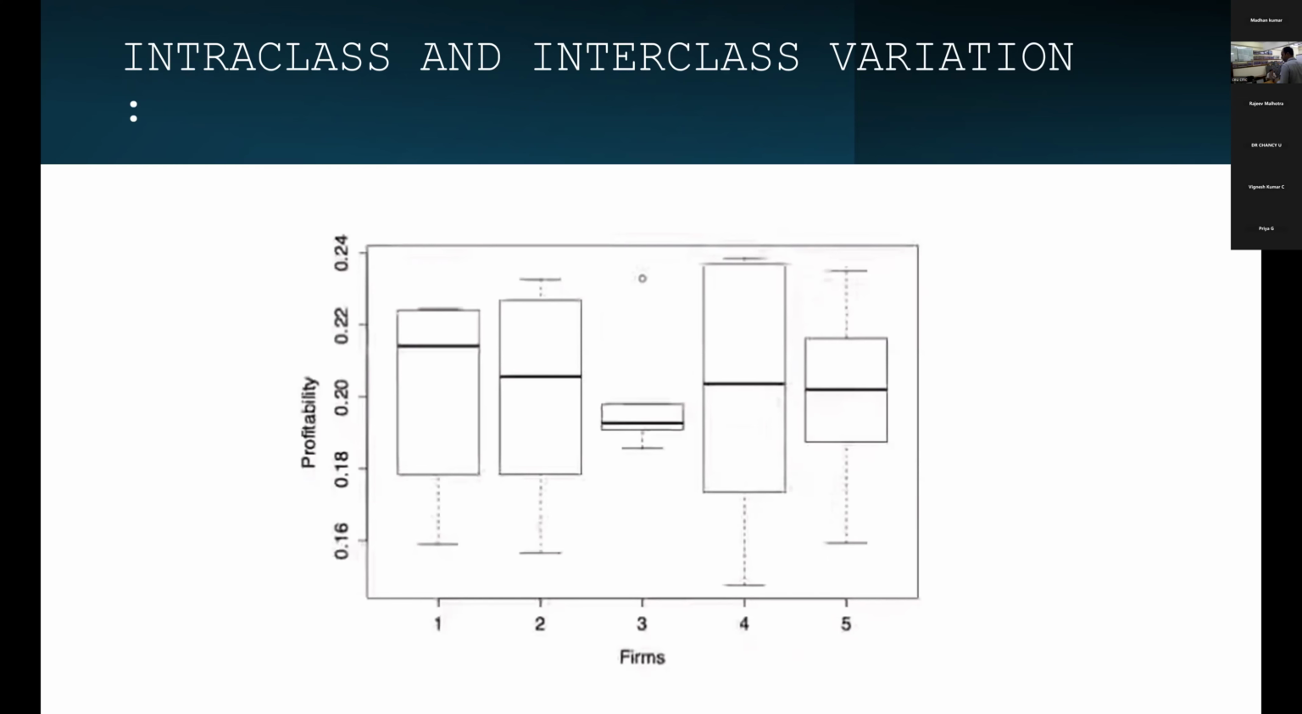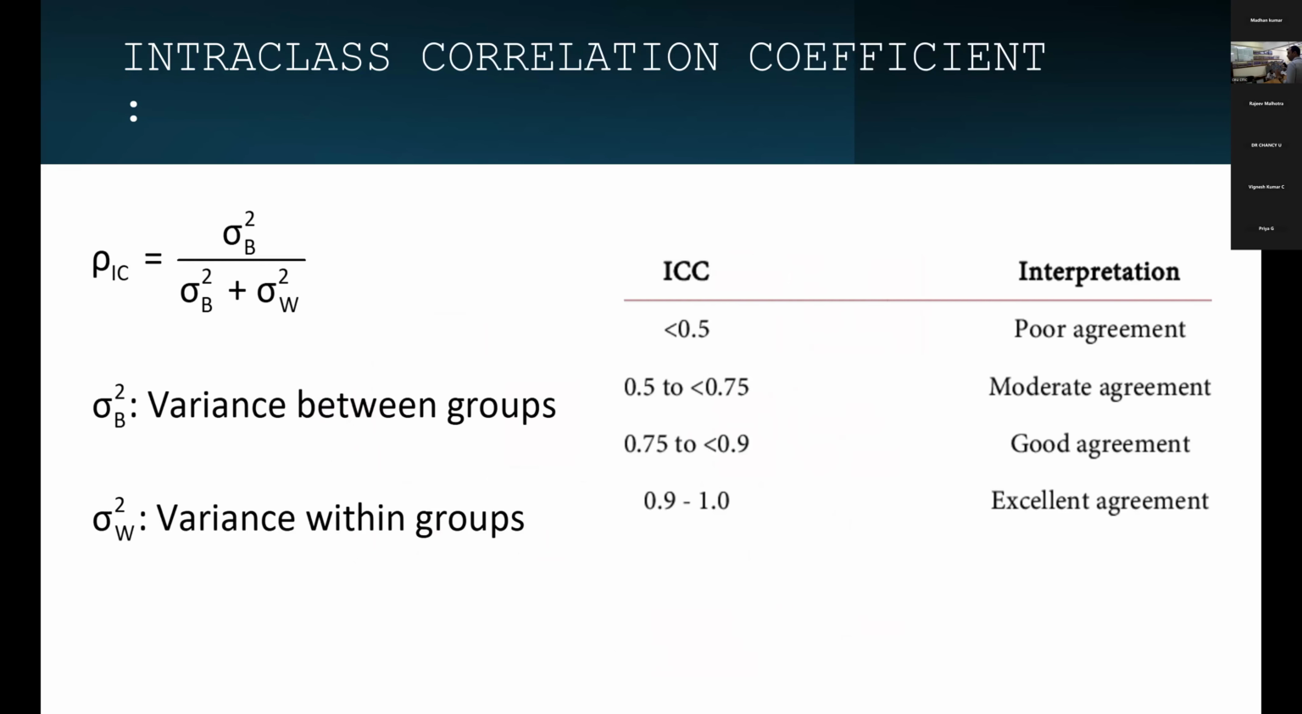Let's take an example. Suppose you have 5 companies on the x-axis, and on the y-axis you have the profitability. This is a box and whisker plot. It's showing you that within, say, company 1 itself, there is significant variation. Similarly, company 2 also has variation, and companies 3, 4, and 5 each have their own intra-company variation. Plus, there is variation between the companies, so inter-company variation is also there. Now, our question is, how do we use this to measure?